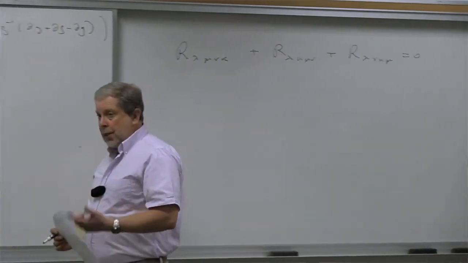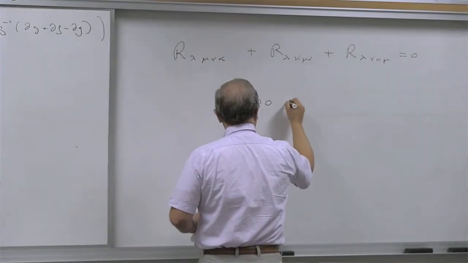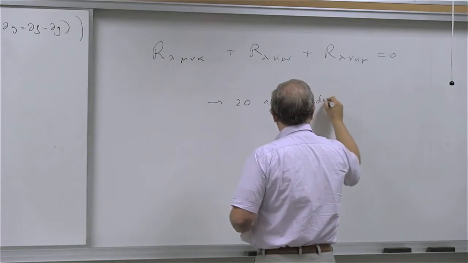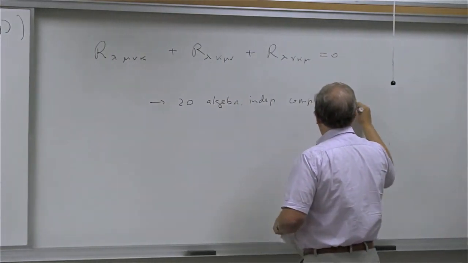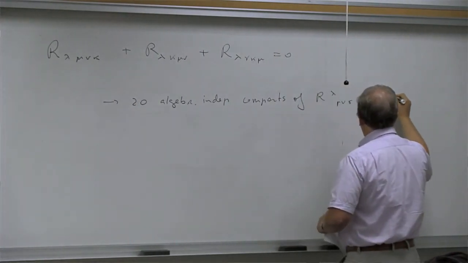So there are these algebraic identities, which means there are 20 algebraically independent components of R lambda mu nu sigma in D equals 4.